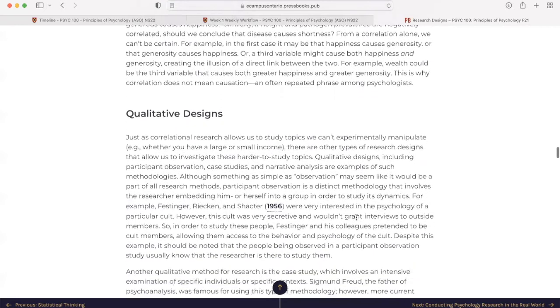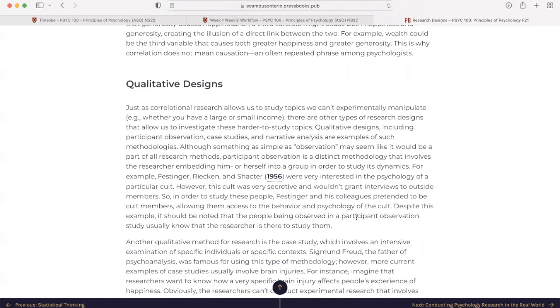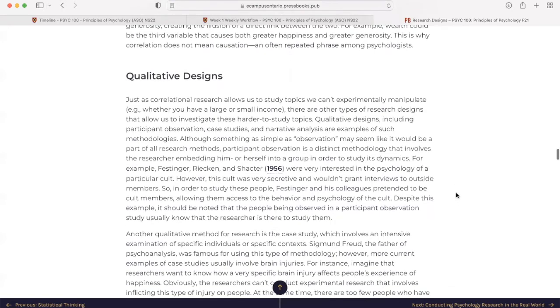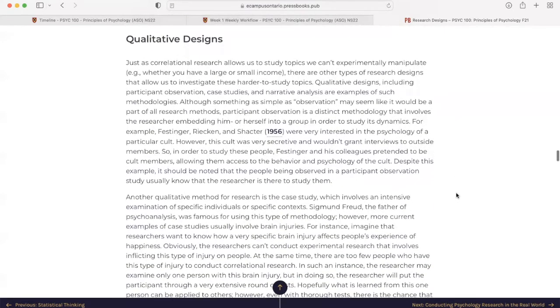Qualitative designs. Just as correlation research allows us to study topics we can't experimentally manipulate, for example, whether you have a large or small income, there are other types of research design that will allow us to investigate these harder to study topics. Qualitative designs, including participant observation, case studies, and narrative analysis, are examples of such methodologies.